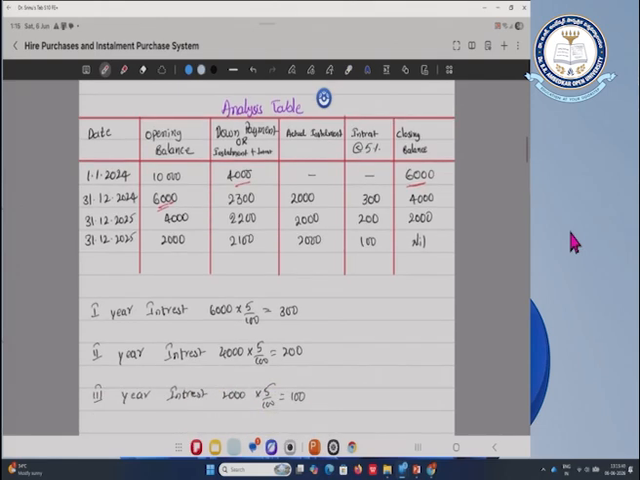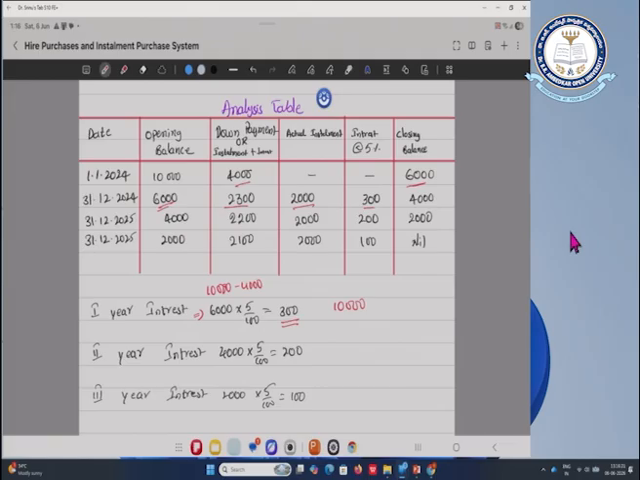So, first year interest, how to calculate that? After payment, total price is 10,000. From 10,000 minus 4,000 down payment, the remaining due balance is 6,000 rupees only. On the 6,000, I calculated 5% interest, that is 300 rupees. So, now total installment how much? Actual installment plus the interest which we calculated just now. So, at the end of the first year, 2,300 rupees we have to pay to the hire vendor.